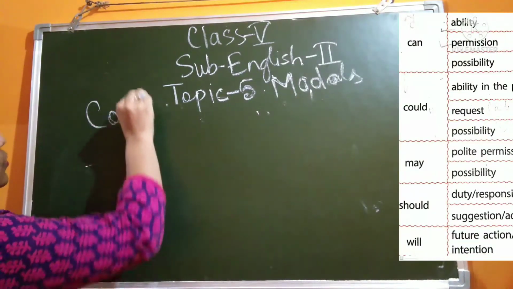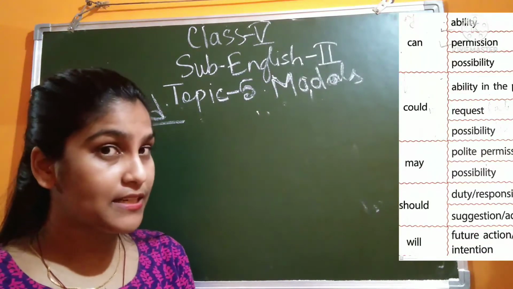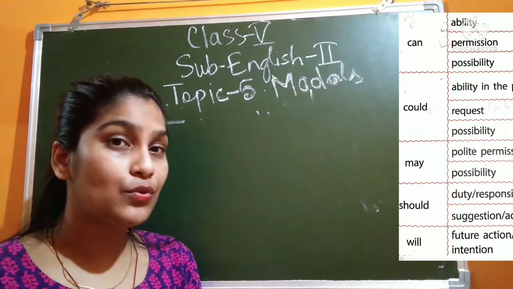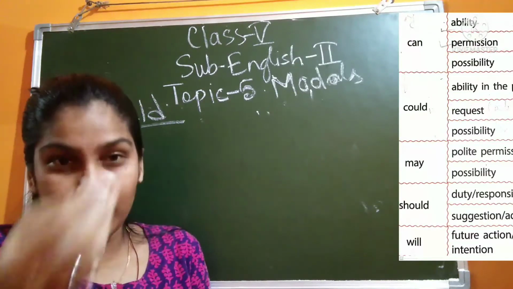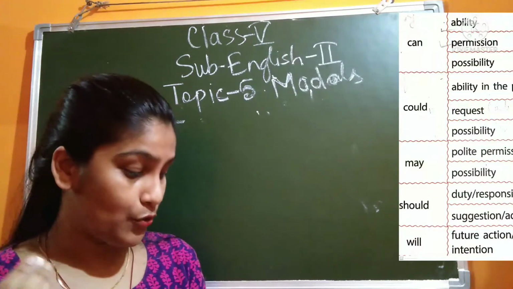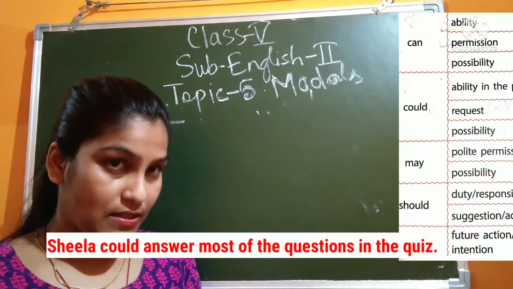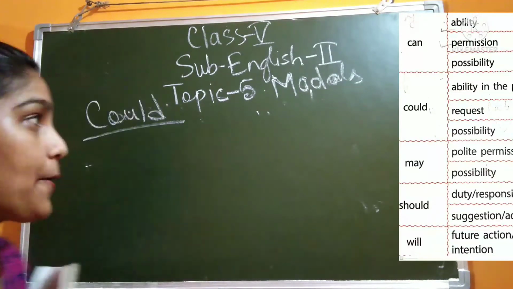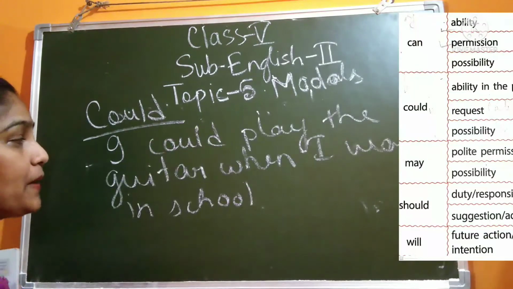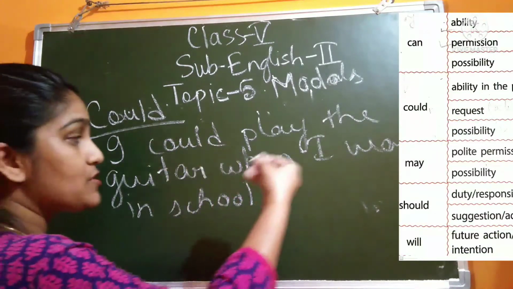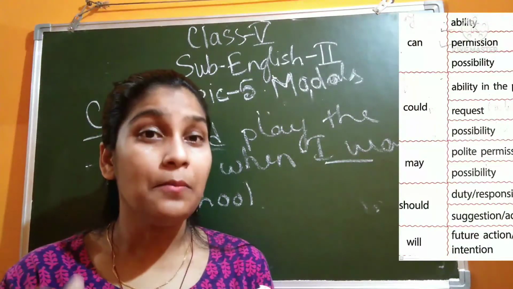Now where do we use could? Could is used to express ability in the past. We have learned that can is used to express ability. But when we have to express ability in the past, not in the present but in the past time, then we will use could. Like Sheila could answer most of the questions in the quiz. This already happened in the past. Another example we can write: I could play the guitar when I was in school. When I was in school in the past, then I could play guitar. So it tells us about the ability in the past.